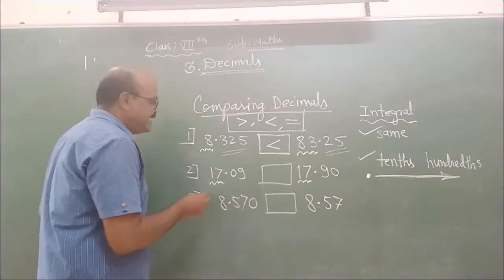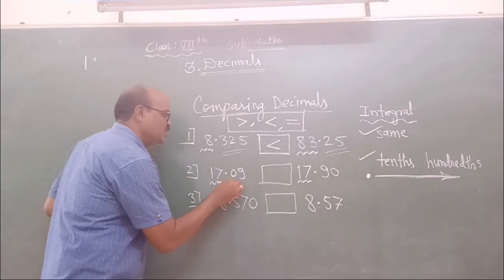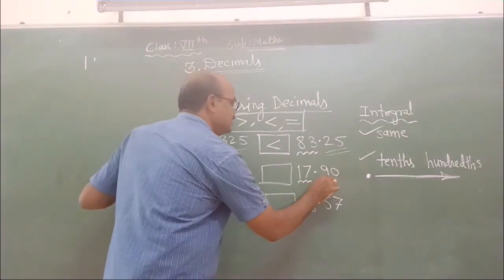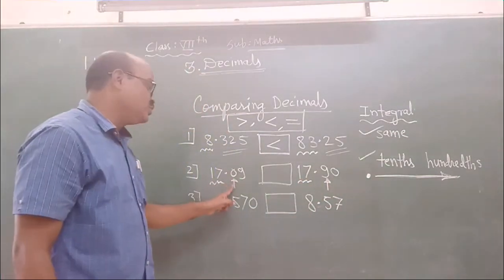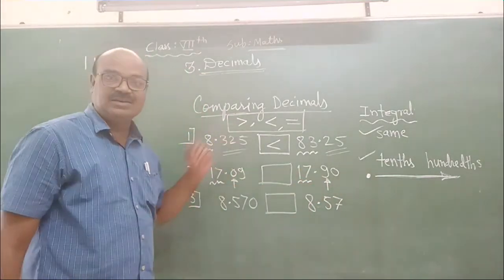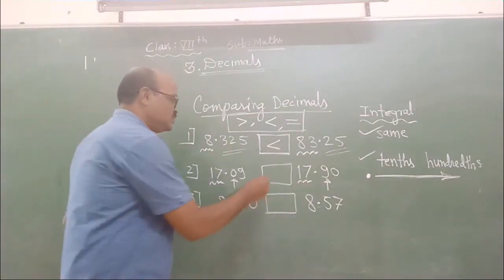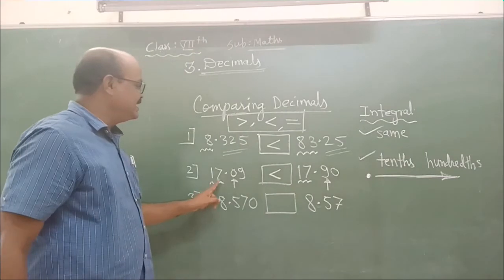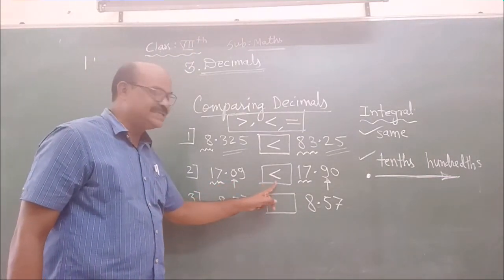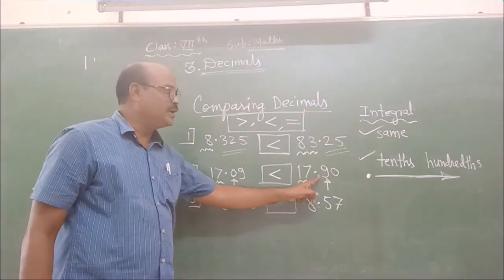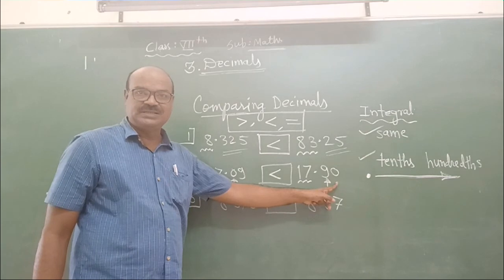So the next 10th part, here 0, right, and here 9 is there. Now students, once again 0 is less than 9 like the earlier one. 0 is less than 9. So 17.09 is less than 17.90. Okay students, I hope you understood this.